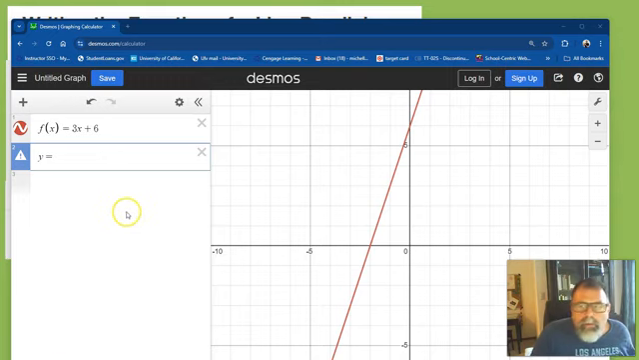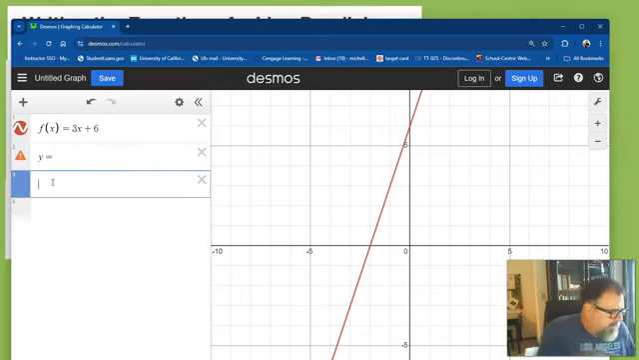Just to show you a visual of what was going on. The question had f of x equals 3x plus 6. That's this red line. And they want a parallel line that goes through the point (3, 0).